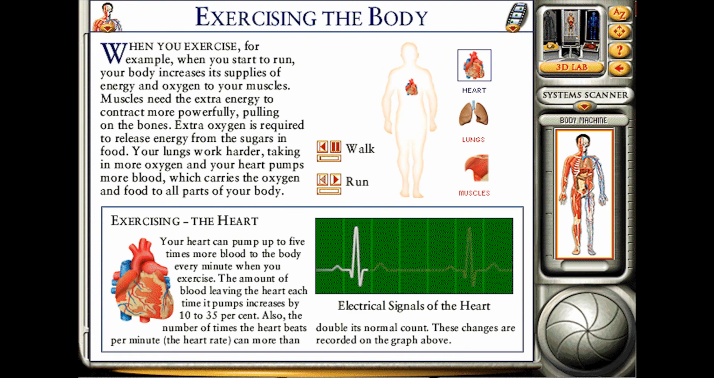As you walk, your heart rate is constant at about 80 beats per minute. Your heart rate can be measured by detecting the electrical signals sent by your heart and displaying them as patterns on the screen of an electrocardiograph or ECG machine.